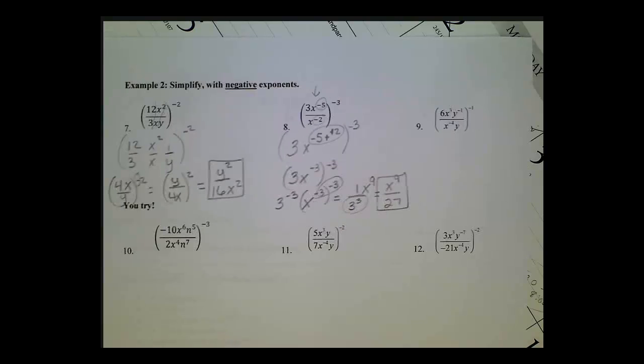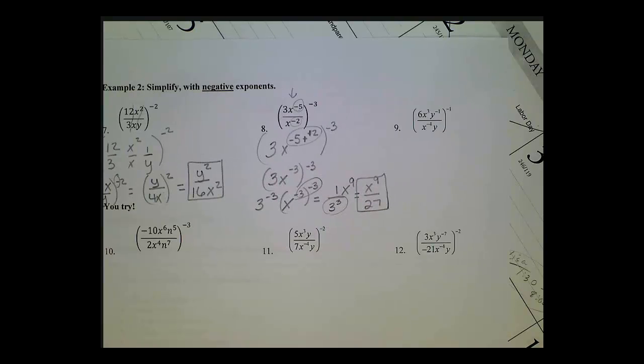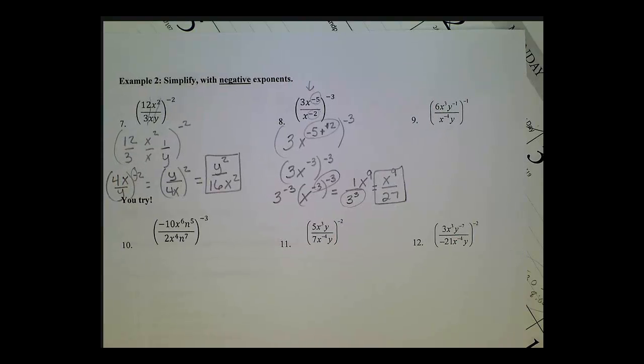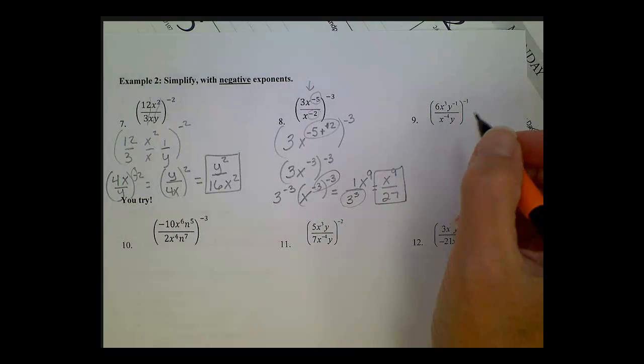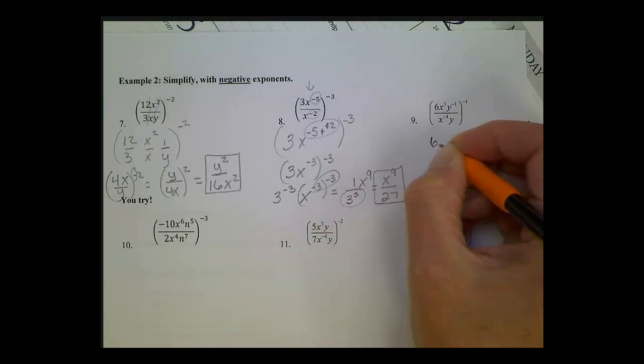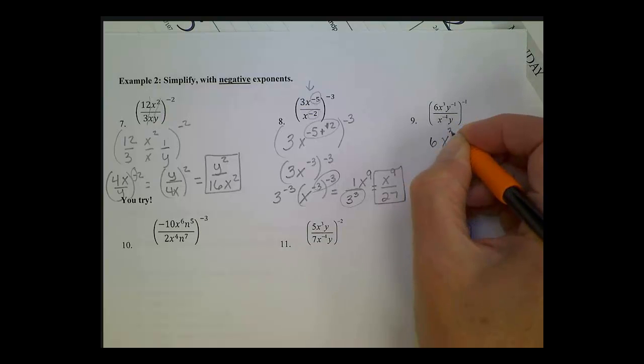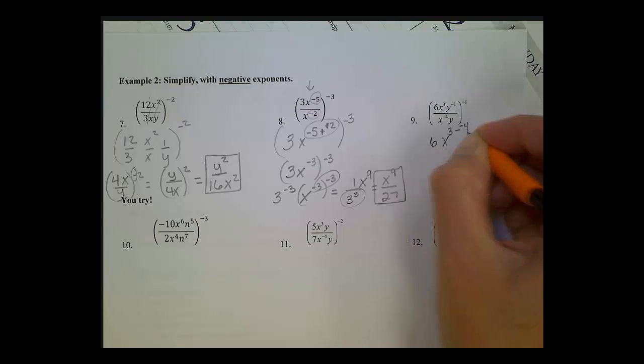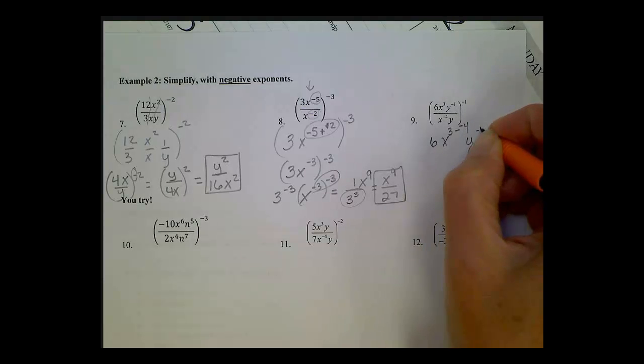All right, number 9. Whew. All right, this is another one. Let's try to tackle it from the inside and then work out. Okay, so we have 6. We have x to the 3 minus a negative 4. And we have y to the negative 1 minus 1.